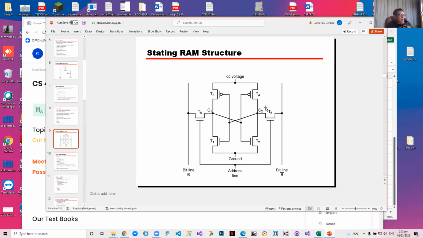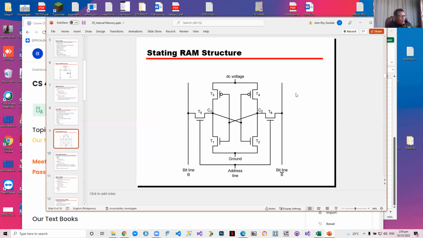Do you follow? So since T4 is on, current will not flow here, but it will flow here. And C2 will continue to be with the constant power supply. C2 will continue to be high. This high C2 will continuously sustain T1 to be on and T3 to be off. Since T3 is off, the value on C1 will continue to be low. Off man ito, so 0 ito. Do you follow? So C1 will continue to be off and C2 will continue to be on.